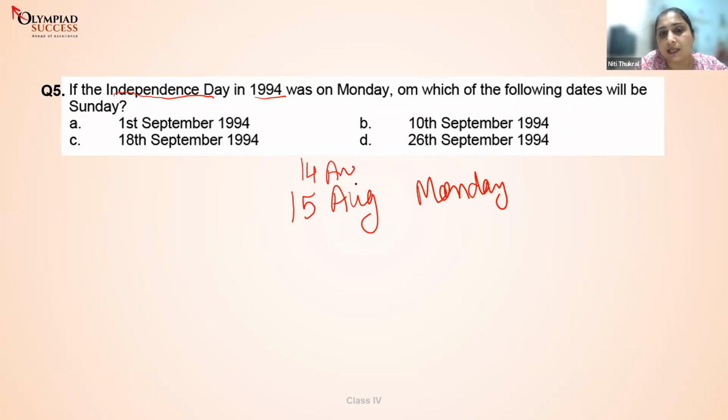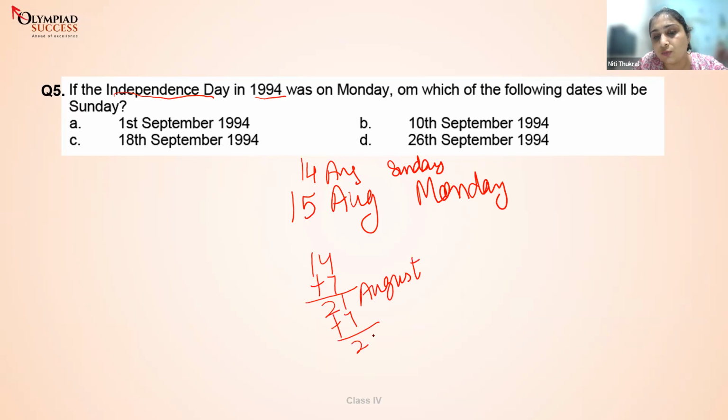14th August will be Sunday. You know that 14 August must be Sunday. Now add 7 to 14. You will get 21 August. Okay, next. Then plus 7. You will get 28 August. Okay, who is saying A part? Swastika, is it A? No. Check it again. Now in 28th August, 29 August, 30, how many?